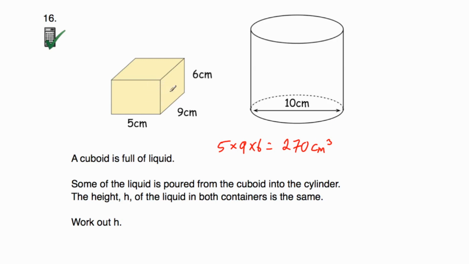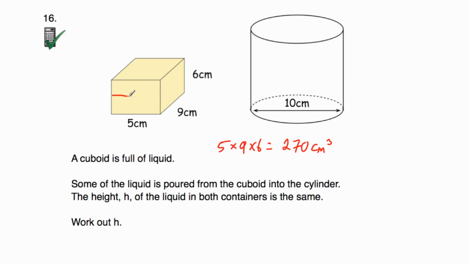And then what we're told is some of this liquid, some of this 270 centimetres cubed, is poured into the cylinder until they get to the same height. So it's not that half and half are kept in each container, because then they wouldn't necessarily have the same heights. But what we're told is that some of this liquid is poured into here until they get the same height. So let's sketch what that might look like.